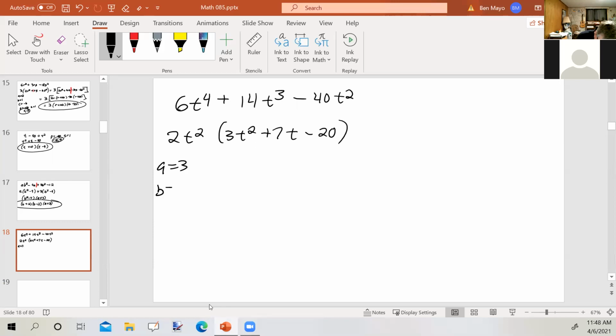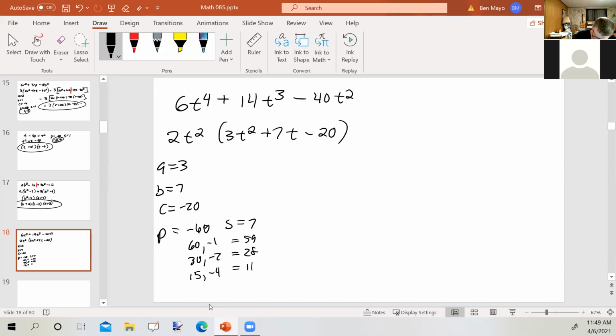So a is 3, b is 7, c is negative 20, the product is negative 60, the sum is 7. Product of negative 60, sum of 7. So I need a negative product, so I need a positive factor and a negative factor. I have a positive sum, so the bigger number has to be positive. How about 60 and negative 1? Well, that would give me a sum of 59. How about 30 and negative 2? That gives me the right product, but a sum of 28. How about 15 and negative 4? That gives me the right product, but a sum of 11.